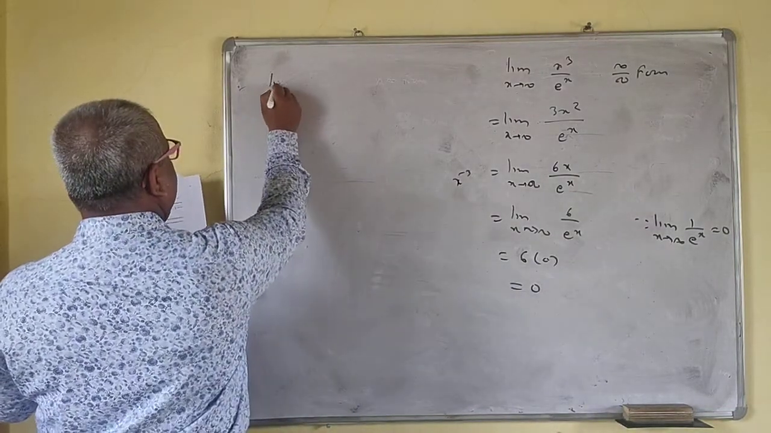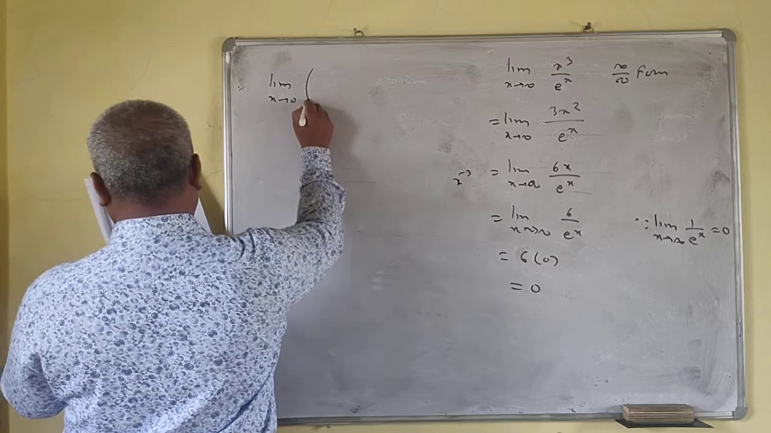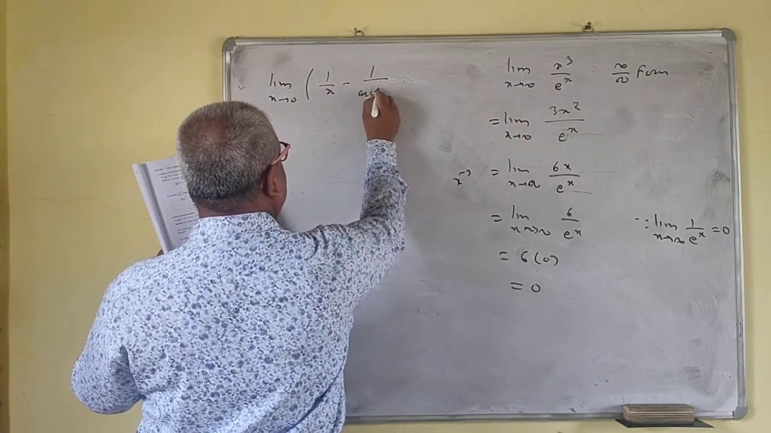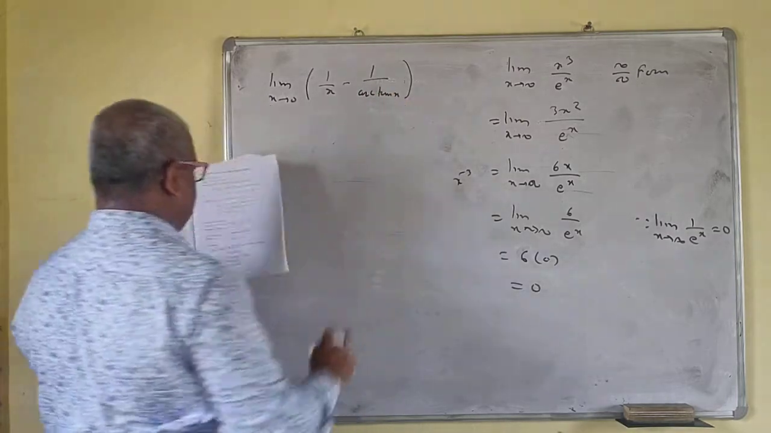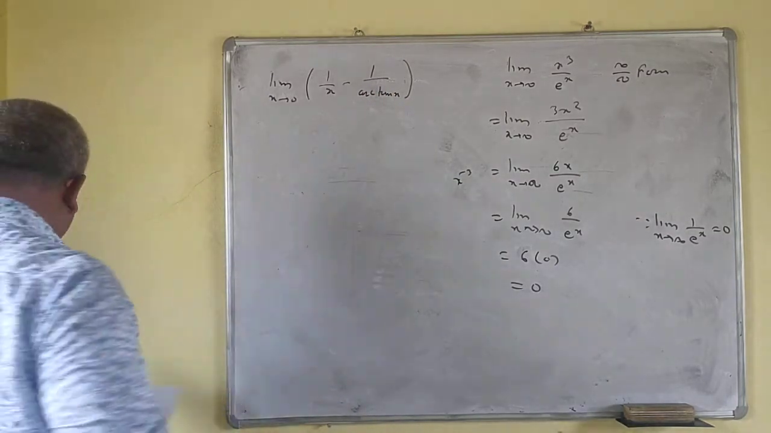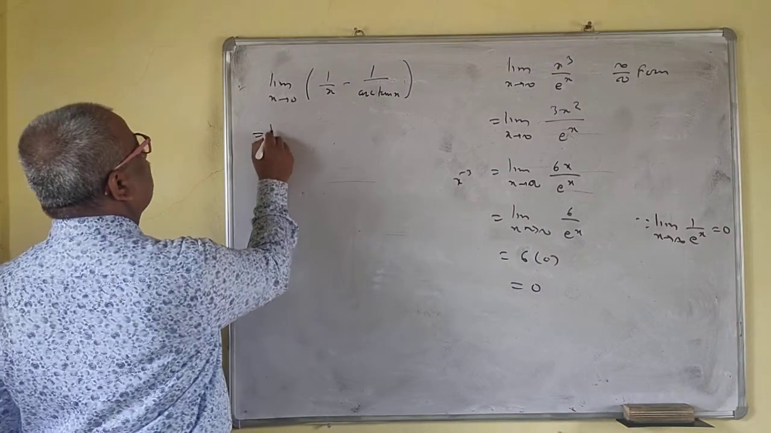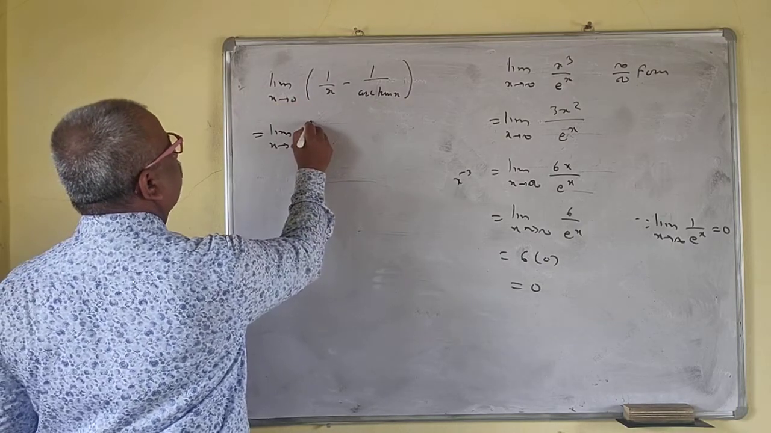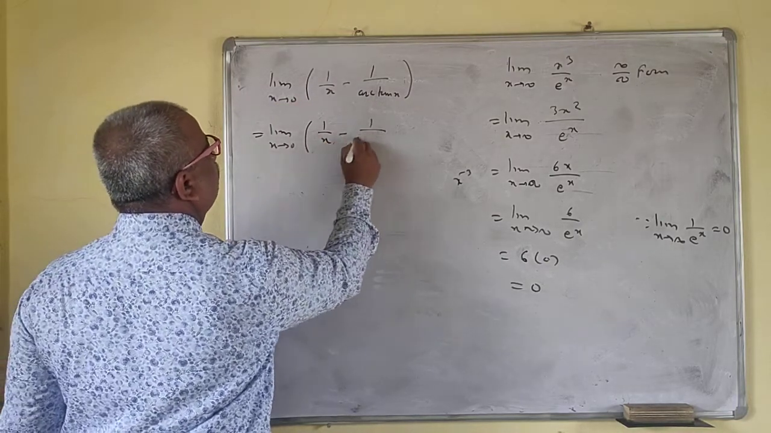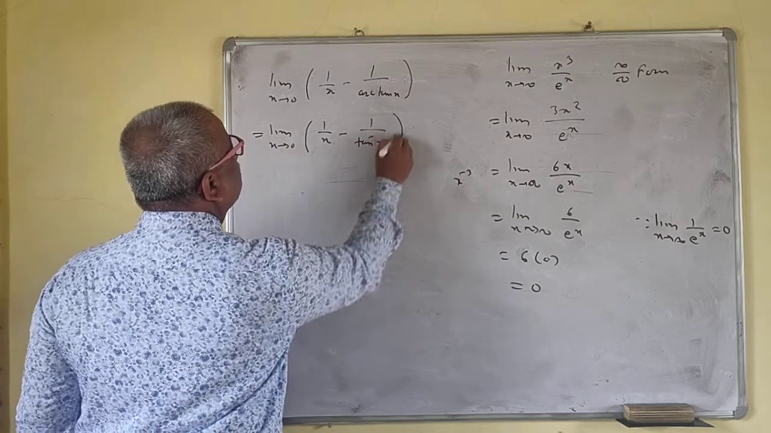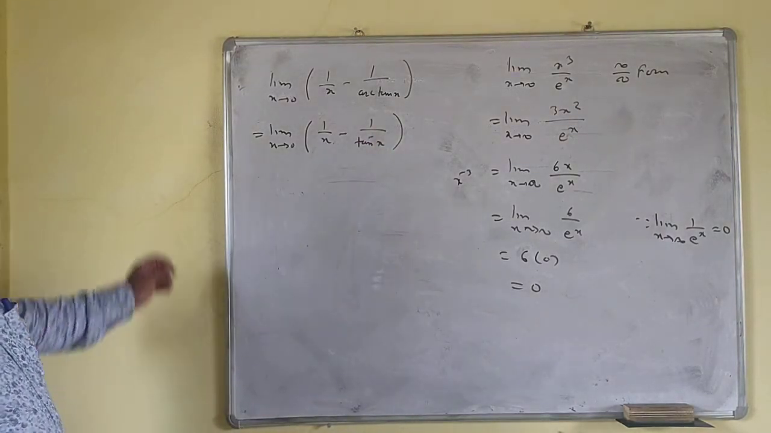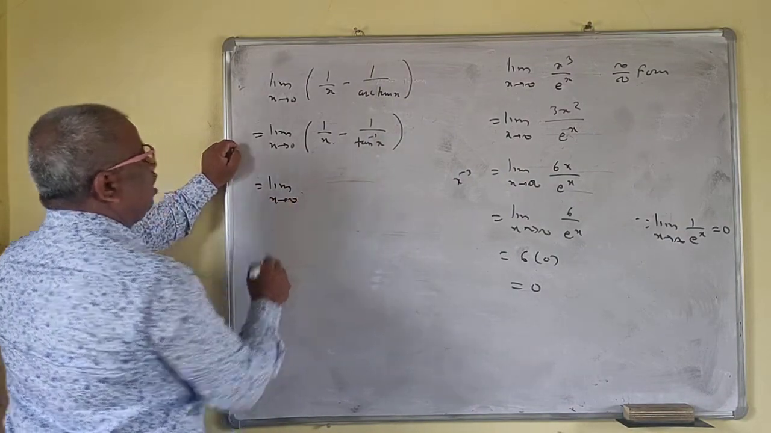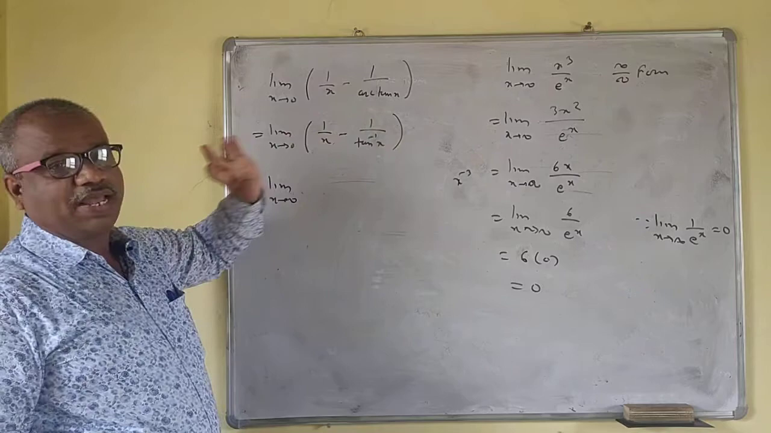Now limit x tends to 0 of 1 upon x minus 1 upon arc tan x. Arc tan x means tan inverse x. We'll write this in our language: 1 upon x minus 1 upon tan inverse x. So this is what then? Tan inverse 0 is 0, so this is infinity minus infinity form.